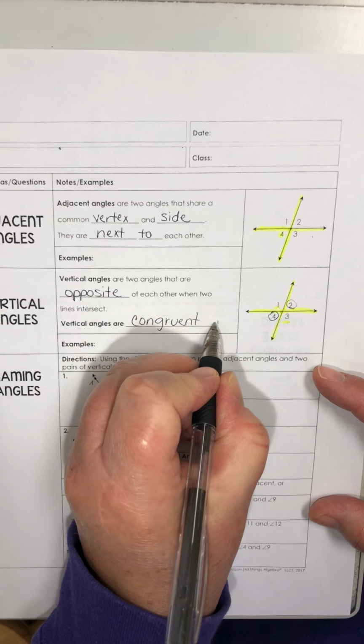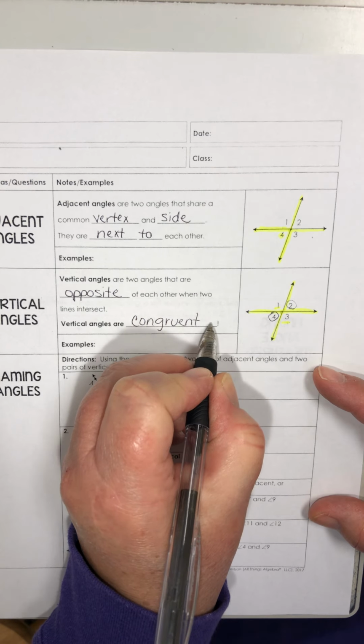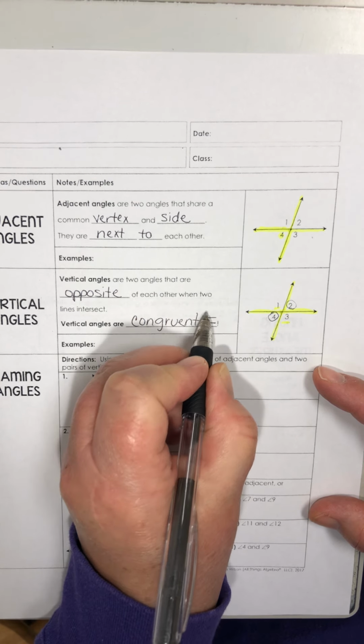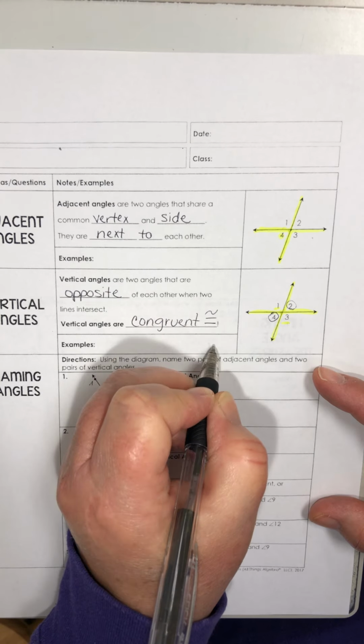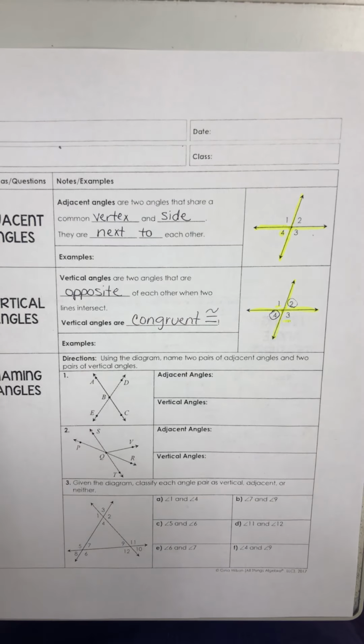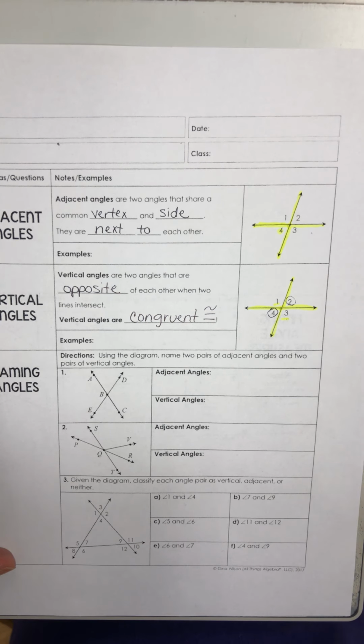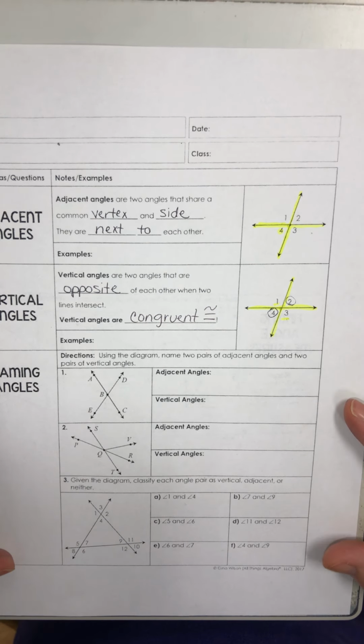Another thing I want to point out is we're going to be using some symbols. And so the symbol for congruent looks like this. Okay, equal sign with the little wavy on top of it. That means congruent. So we don't have to write that word out if we don't want to. Okay, so adjacent angles are next to each other, vertical angles are opposite each other, and vertical angles are congruent.